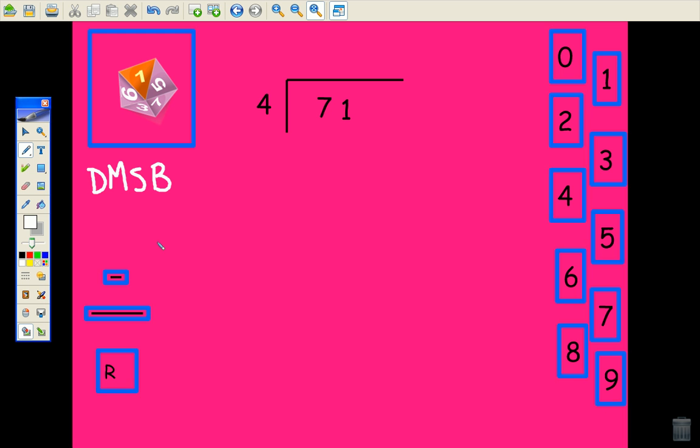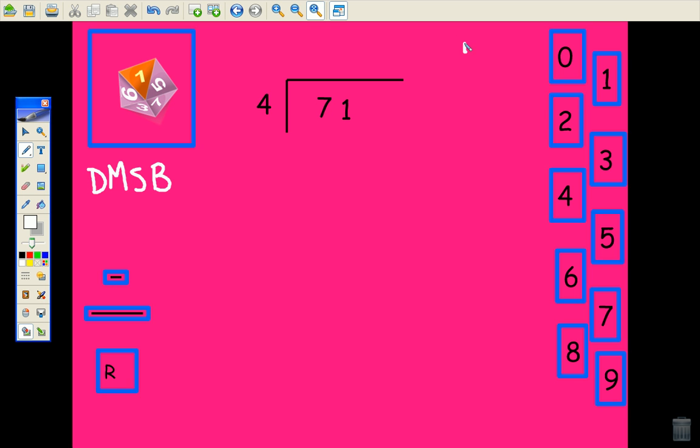You've got to know your multiplication facts in order to be able to divide, because division is the opposite of multiplication. What I'm going to do first is I'm going to look at this 4, and I want to know if 4 can go into 7. That means is 7 divisible by 4?